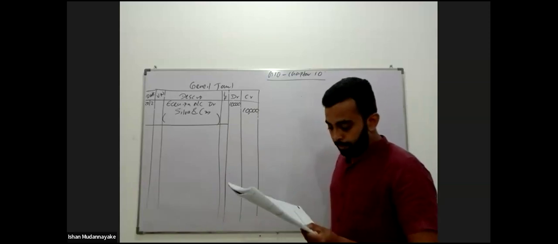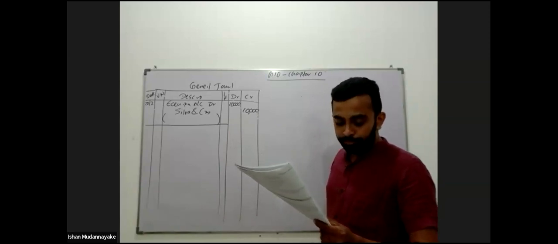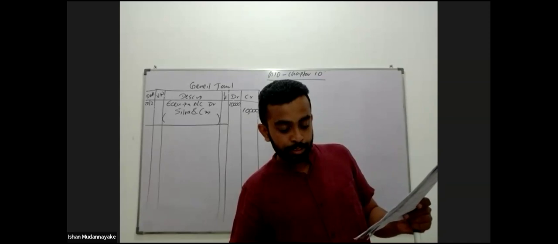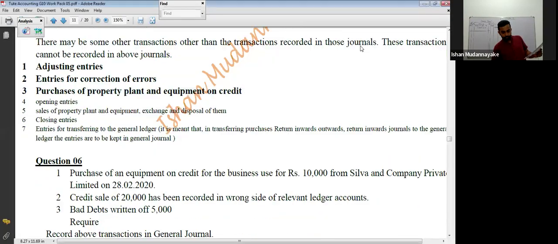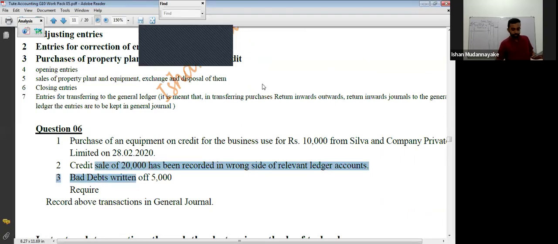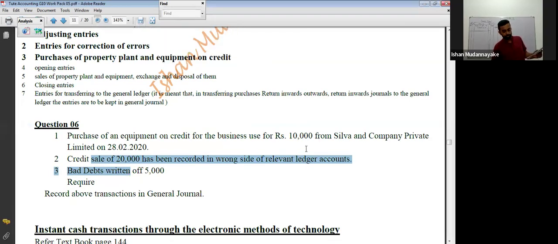Right. And then my second one. Second transaction, look at the second one. Credit sales of 20,000 has been recorded in wrong sides of ledger accounts. Now what is my second transaction? Credit sales of 20,000 has been recorded in wrong sides of the ledger accounts.